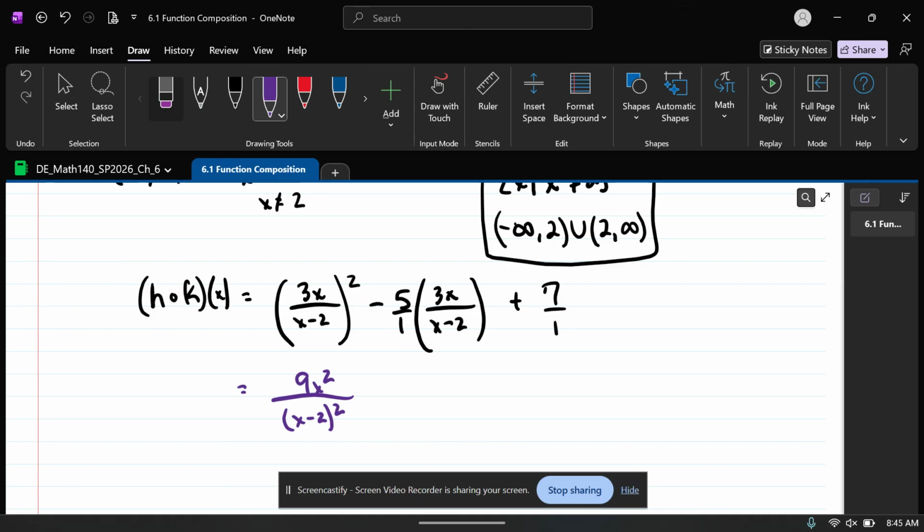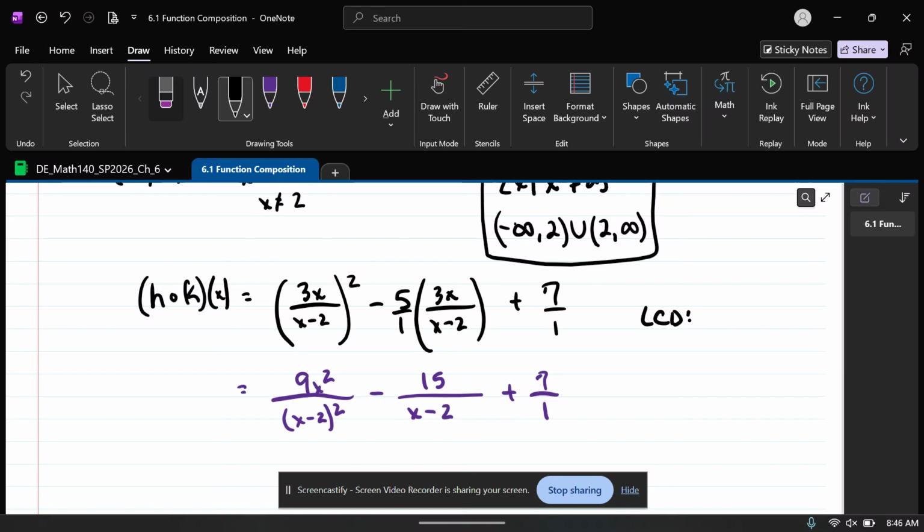Now the second part, what does that become? Good. And then this stays a 7 over 1. I thought you said this was hard. Well, it ain't yet. That was the easy part. Now let's get into the fun part. The fun part is the least common denominator.